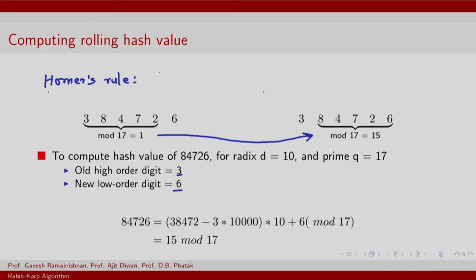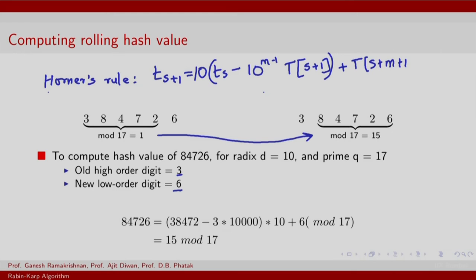as follows. The decimal value TS plus 1 can be obtained by first of all subtracting from TS 3, which is the largest digit, multiplied by the base exponentiated by the number of remaining digits. So what does that mean? TS minus 10 raised to m minus 1 times the value at position s plus 1. However, after the subtraction, I need to do a left shift in order to insert 6. So this left shift can be achieved by multiplying by the same base 10. And to this, we can add the new digit T of S plus M plus 1.